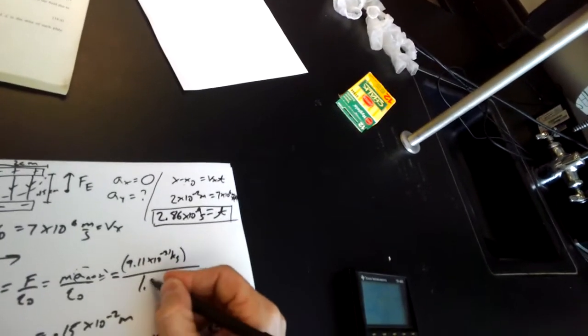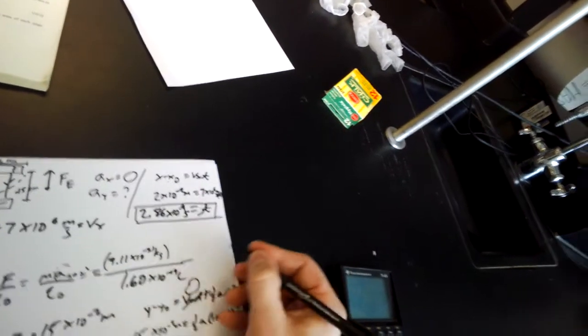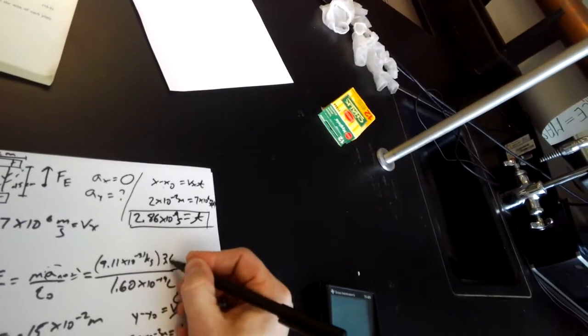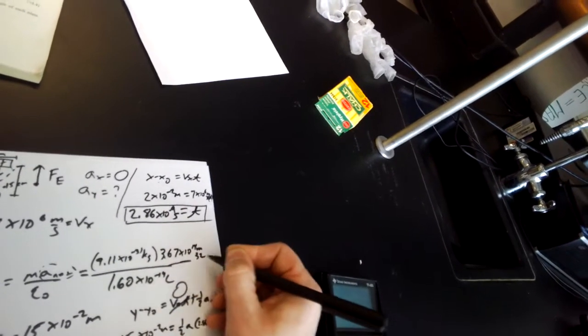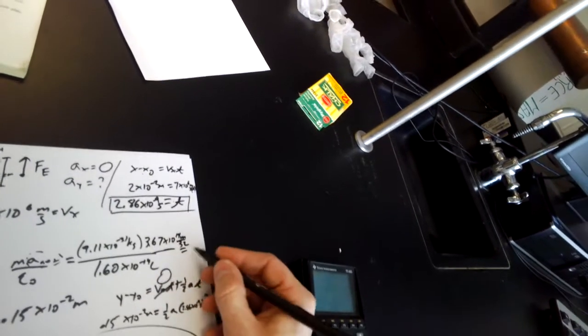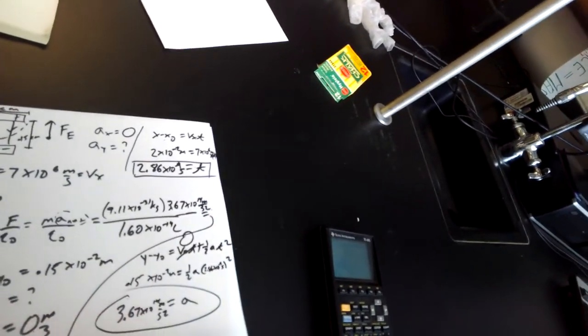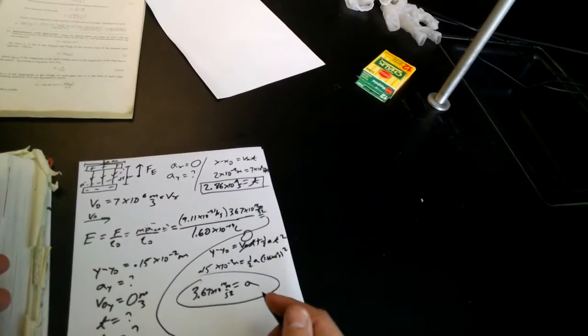Over the charge of an electron, which I do know, 1.60 times 10 to the negative 19th coulombs, times our acceleration, which is 3.67 times 10 to the 14th meters per second squared. I'm not going to have room up there, so I'm going to write this answer down here. So plugging in all these numbers, we will hopefully get, what'd they get? They got about 2 something times 10 to the third. Let's see if we get that.